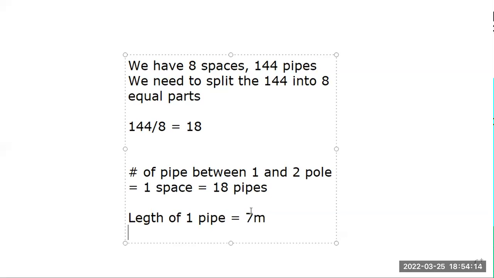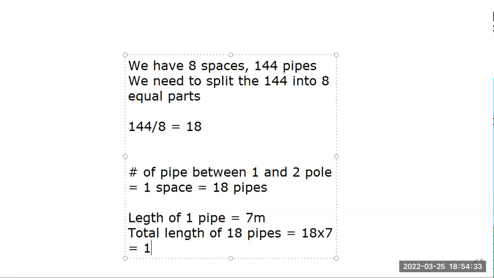So if you have to find the total length of the 18 pipes, what do we need to do? The total length of the 18 pipes would be 18, because there are 18 pipes, multiplied by 7 meters. And that would give you a total of 126. A couple of you got this, which is really good. Good job, Leanne. I always say this, don't just write 126, always put your units. In this case, it would be meters. So this would be the working you should expect to have when you're doing a problem like this.